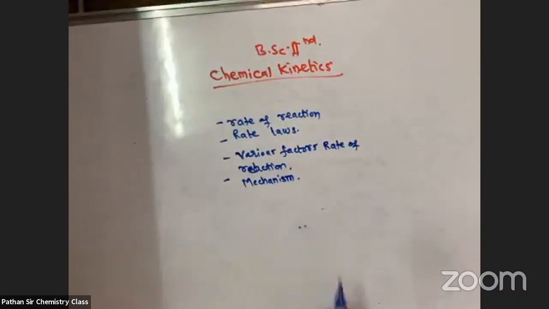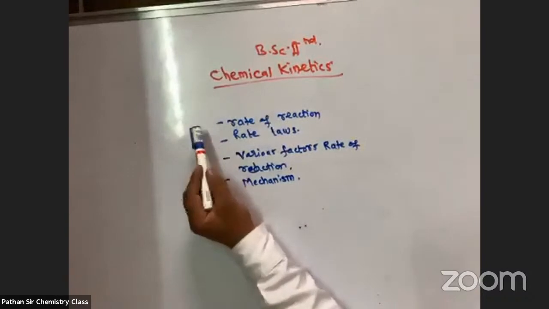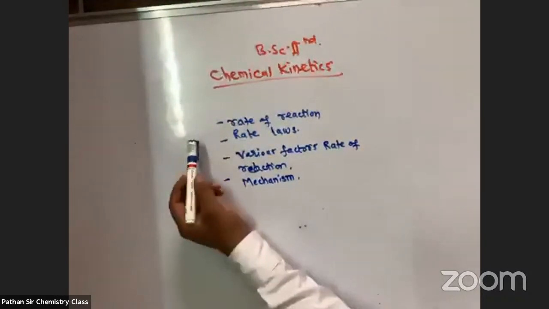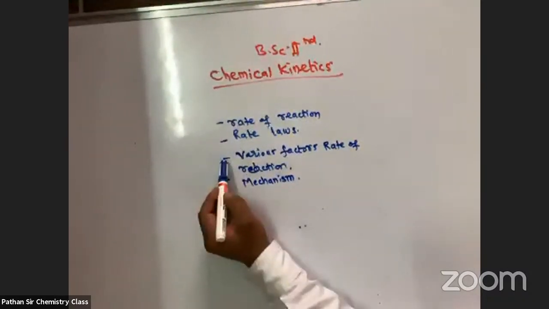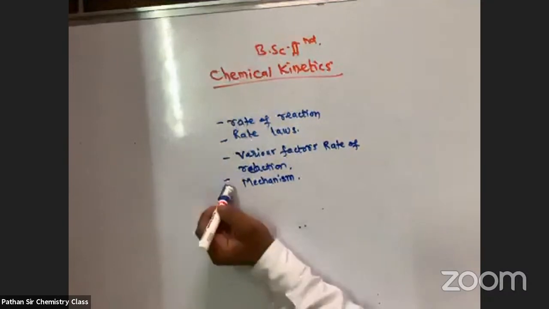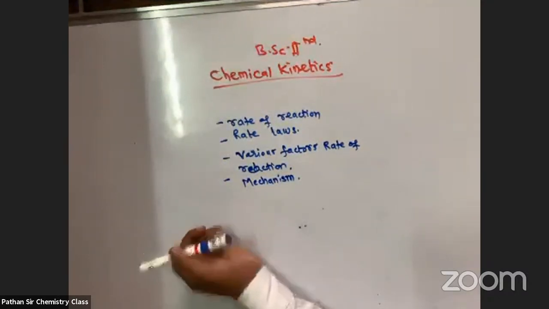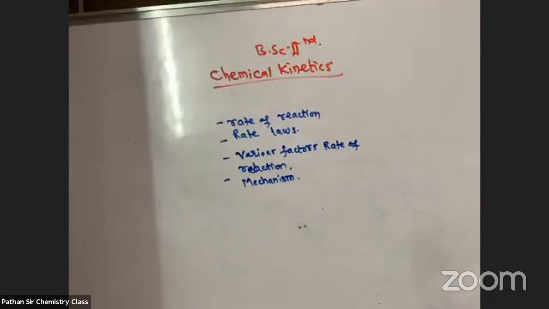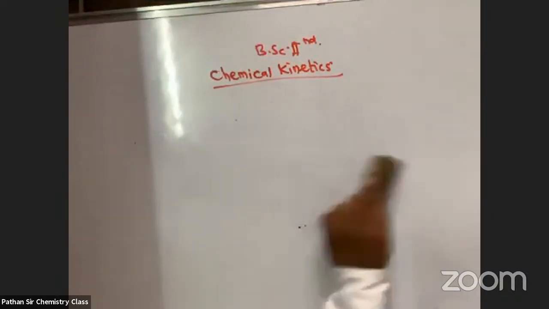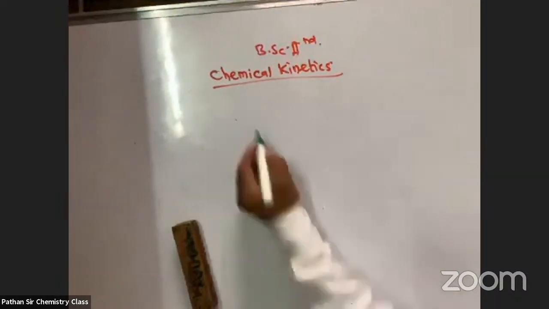Okay, so you are studying chemical kinetics. That means you are studying rate of reaction, you are studying rate laws, you are studying various factors that affect rate of reaction, and lastly, mechanism of the reaction. Okay, then what is first point? Rate of reaction.